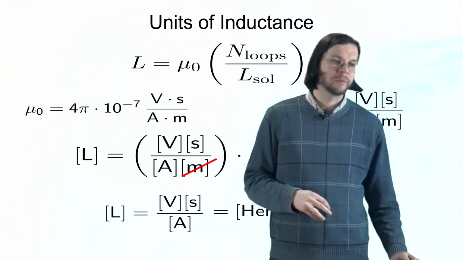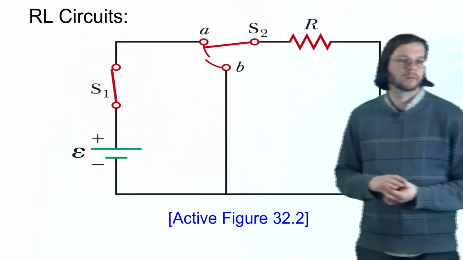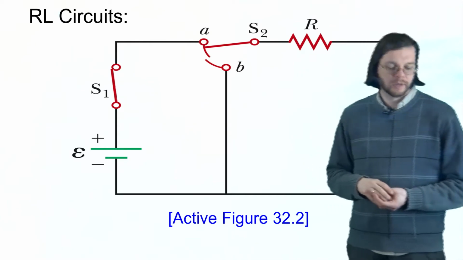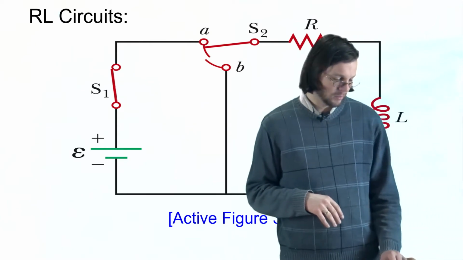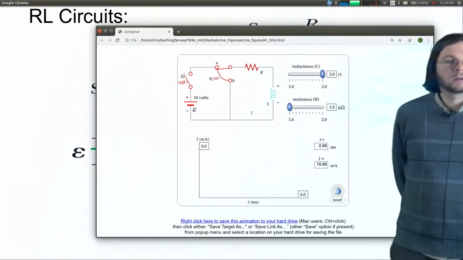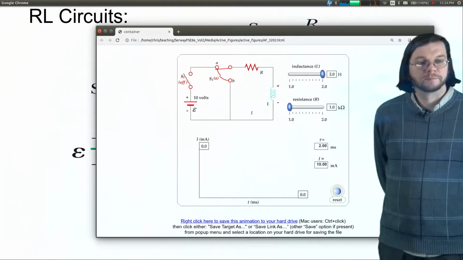Here we go. So we're going to put a solenoid into a resistor circuit with a battery. And there's an active figure in the book, which I think is pretty good. Let's see if I can bring that up here. All right, so here we go. We've got a battery here. We've got a bunch of switches.